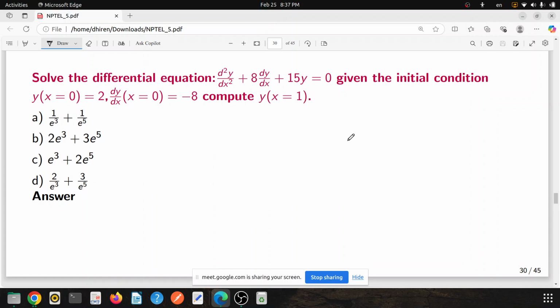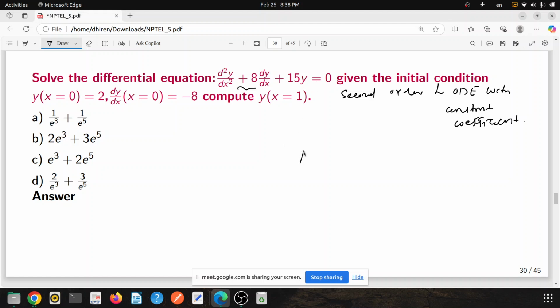Coming to the next problem, it's given d square y by dx square plus 8 dy by dx plus 15y is equal to 0. You can check that this is a second order linear ordinary differential equation with constant coefficients. We previously know we can use two types of methods to solve this equation.